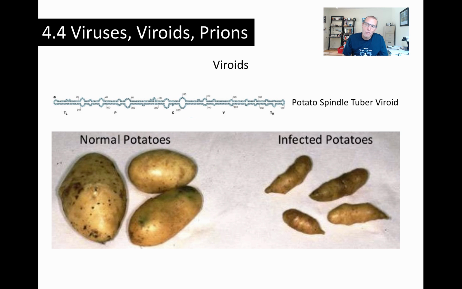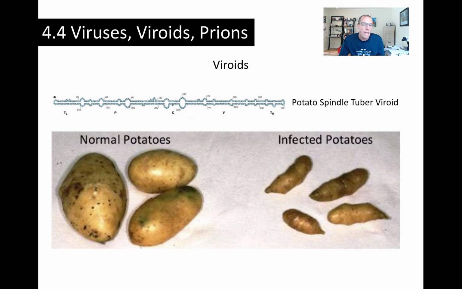Viroids, these are even simpler. How can you get more simple than a virus? Well, you get a viroid. These are infectious agents found in some plants, and they're most problematic in crop plants. They are small circular pieces of RNA. That is it. That is what a viroid is. Just a small piece of circular RNA.